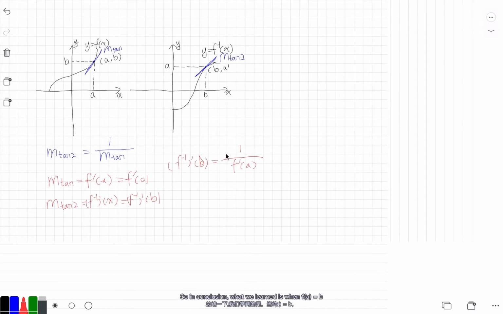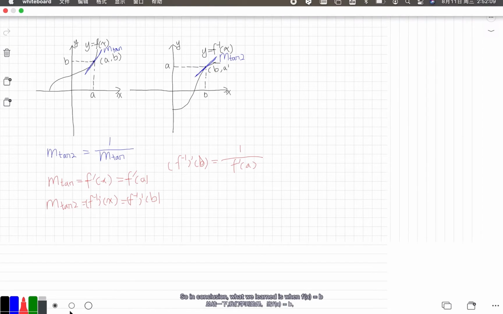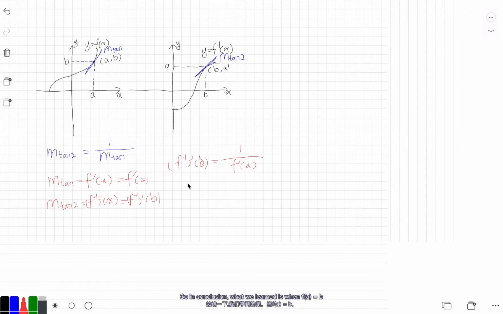So in conclusion, what we learned is when f(a) equals b, f inverse b equals a, and then we find a formula like this. So we already know the relationship of inverse functions. We could begin finding the derivative of inverse trigonometric functions.